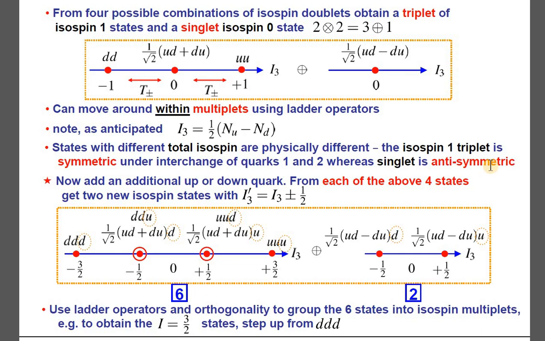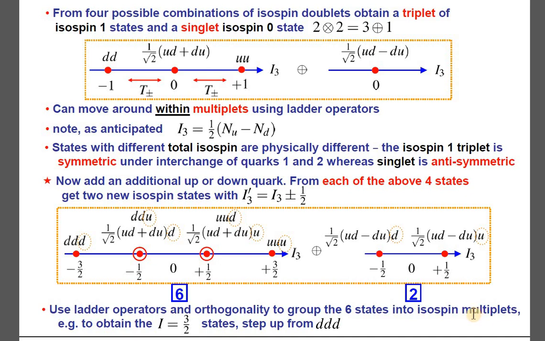So what to do next? Very simple. Now we add one additional quark, and from each of the 4 states, 1, 2, 3, 4, we get 2 new isospin states, and the result is this. You see this jungle of states. But it's very simple if you come from here to here. We just use the ladder operator and orthogonality to group the 6 states into isospin multiplets.